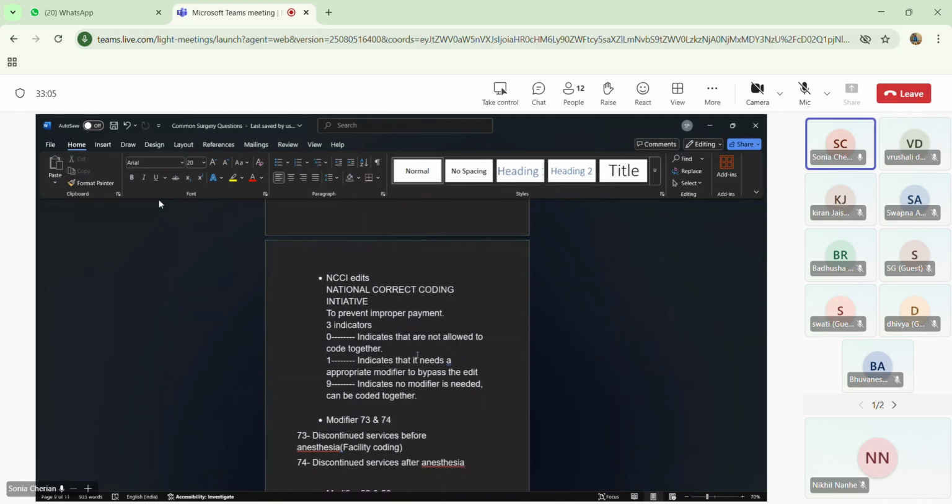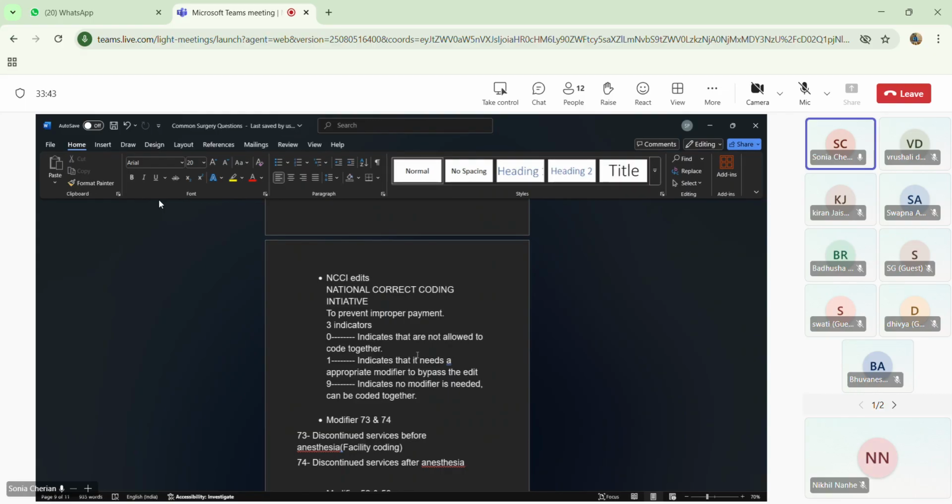Okay. The next thing they will ask you is what is a modifier. So with modifiers, they'll ask you what is 73 and 74. Okay, so you should say what is 73. So 73 is nothing but they will discontinue the service before any anesthesia has been given to the patient. Okay, and 74 is nothing but the procedure being discontinued, but this will happen after anesthesia has been given to the patient.